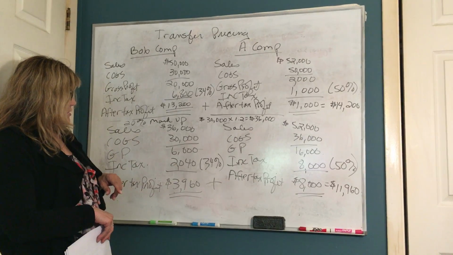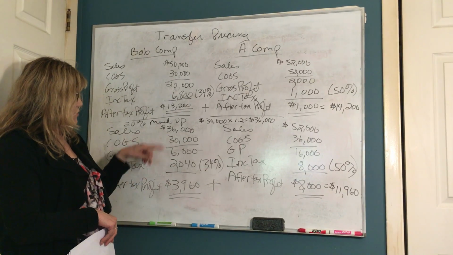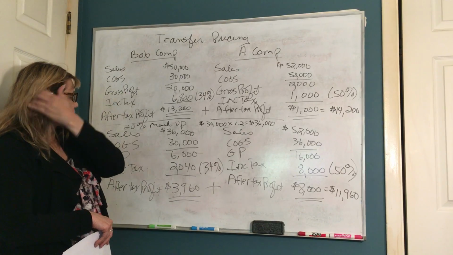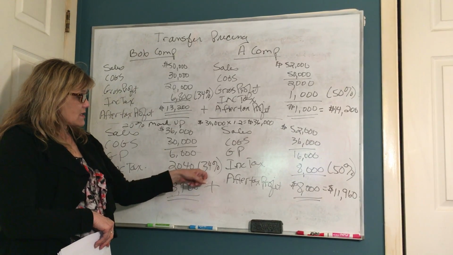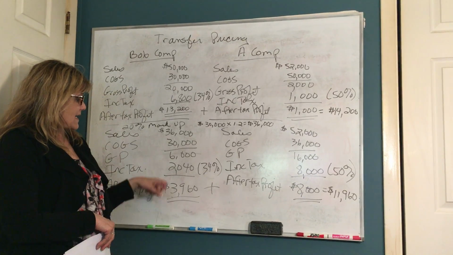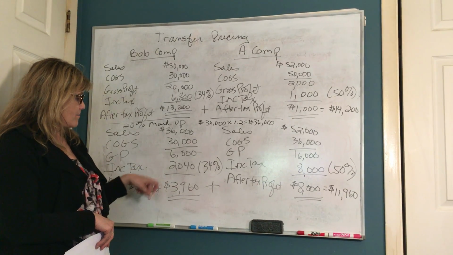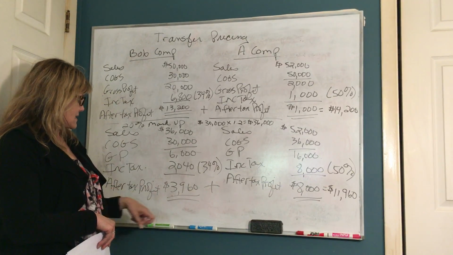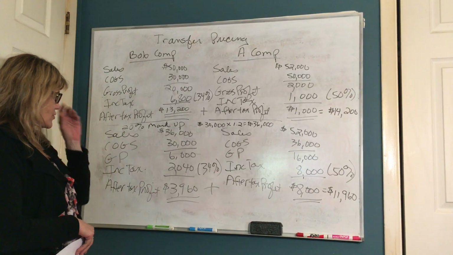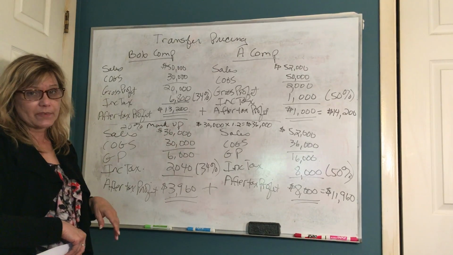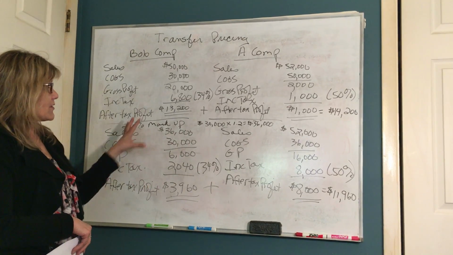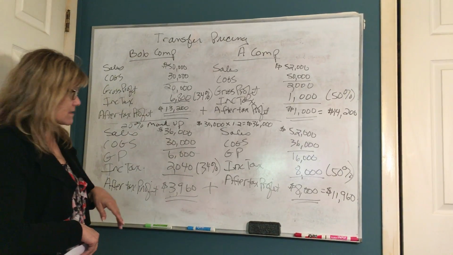Bob's cost of goods sold is $30,000, so its gross profit, sales minus cost of goods sold, is $6,000. If you take $6,000 and multiply it by the 34% tax rate, you get $2,040. $2,040 from $6,000 is $3,960. That's their after-tax profit if they sell to A company at only the traditional markup of 20%.